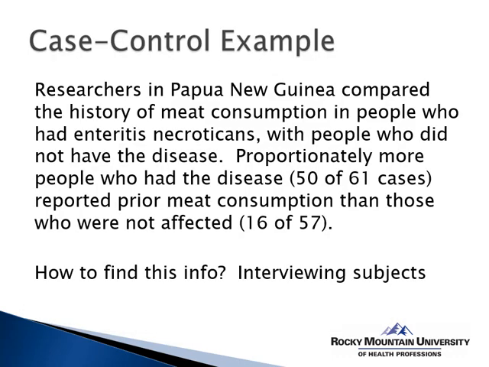So here's some examples. Case control example, researchers in Papua New Guinea compared the history of meat consumption in people who had enteritis necroticans. Probably pronounced that incorrectly. It's not a disease I treat, so sue me. Sorry about that. So we're looking at history of meat consumption in those people that had the disease with people that did not. Proportionally, more people had the disease who reported prior meat consumption than those who were not affected. How did they find out this information? They interviewed subjects.